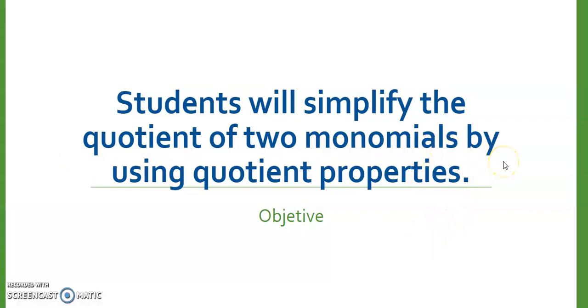So before, we were multiplying monomials using multiplication properties. And today, we are doing a little bit of the same thing, except we're dealing with division. Today, we are going to find the division of two monomials using quotient properties. So, division properties for monomials.